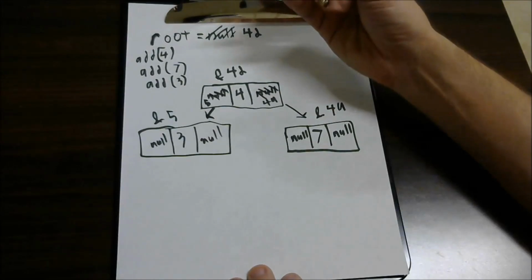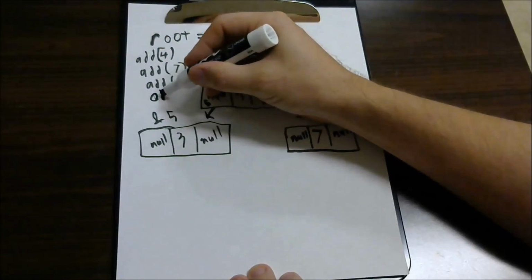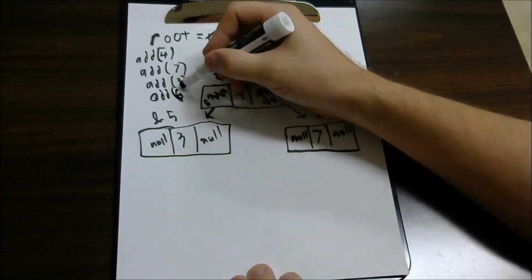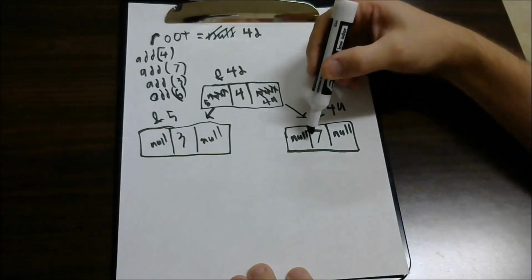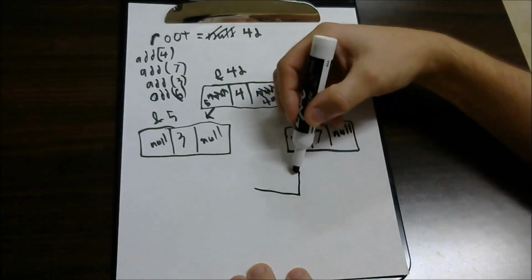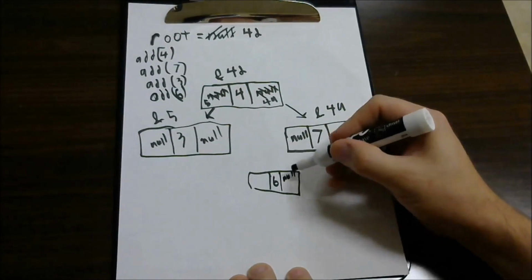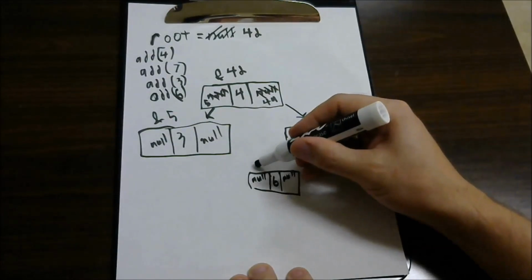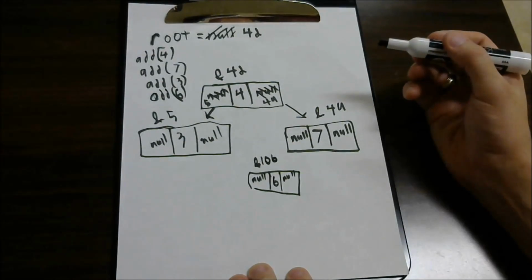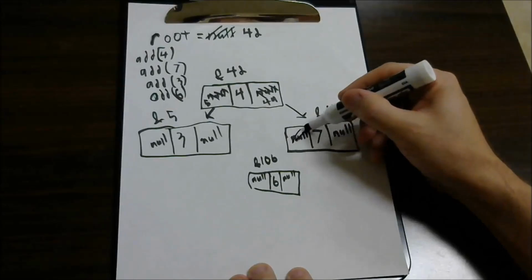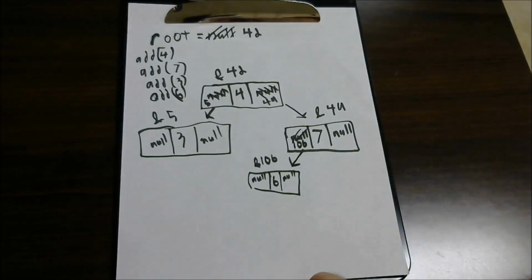Let's say we add the number 6. Add 6. We would say, oh, 6 is bigger than 4, but it's less than 7, so it would have to be to the left of 7. So we're going to make a new spot. Maybe it's got 6, null, null. It might be at address 106. So then we say this guy's left child is address 106. And this is the basics of how a binary search tree works.